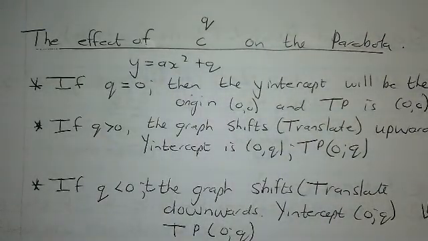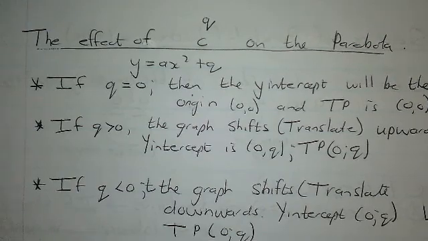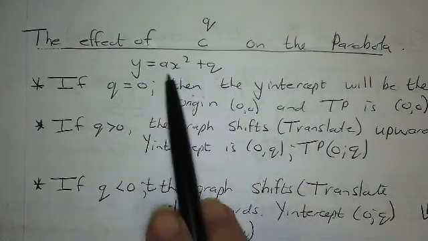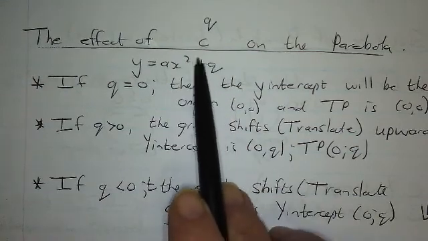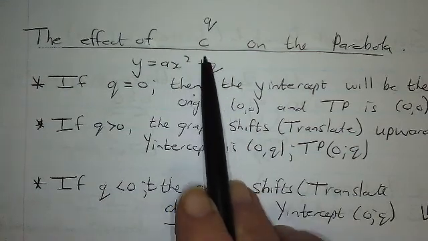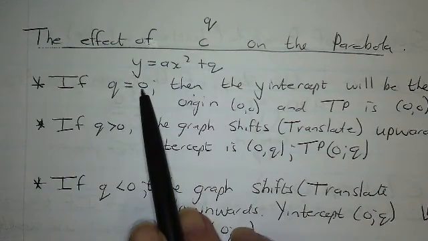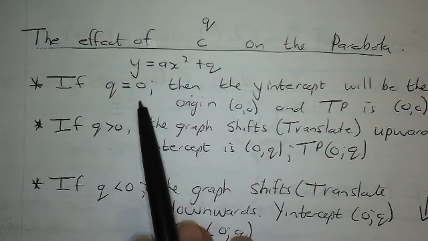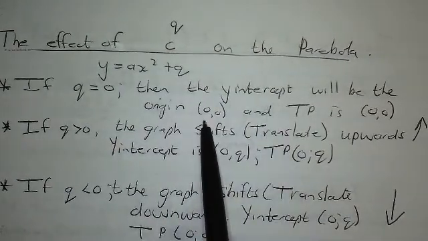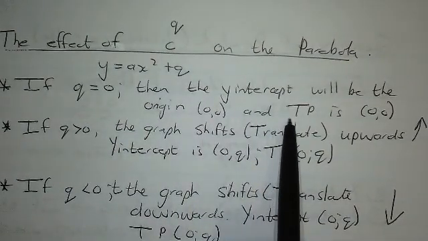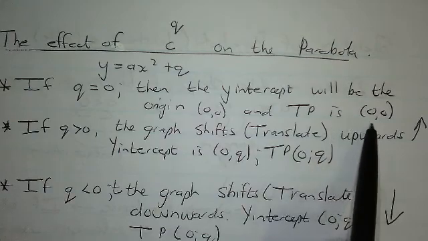If you want to look at the effect of the Q, sometimes we write a C. This is your general form. So that means let's have a look at the effect of that Q. If that Q is equal to 0, it means then that the y-intercept will be the origin. And the turning point is then also the origin.